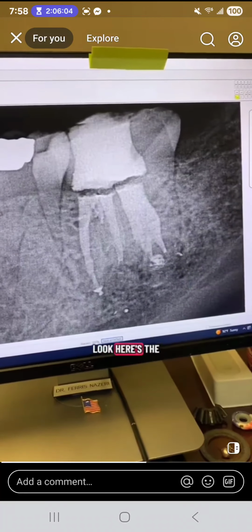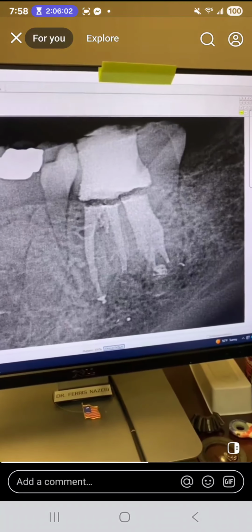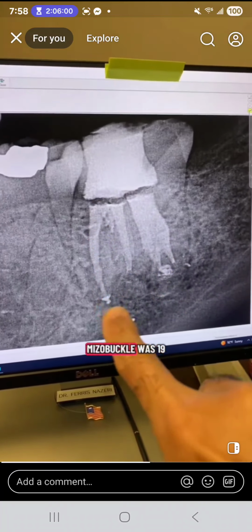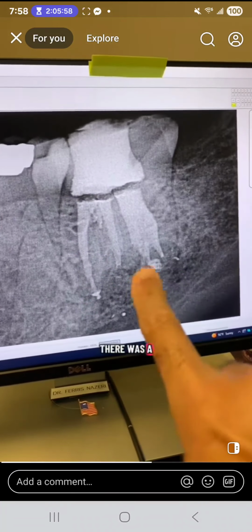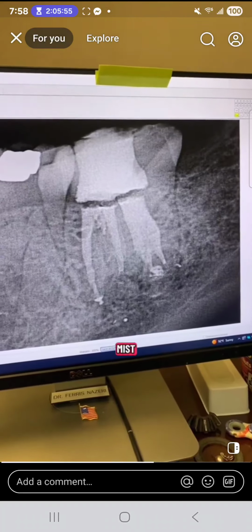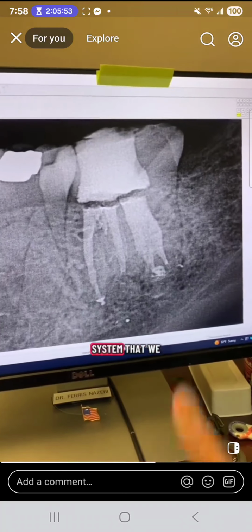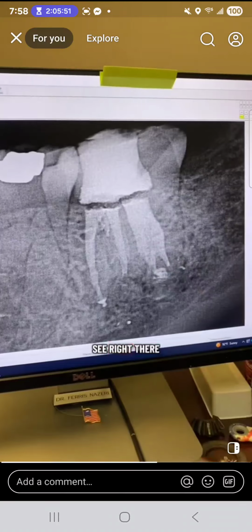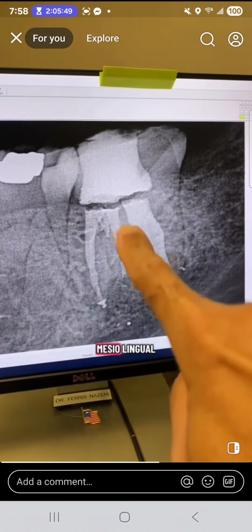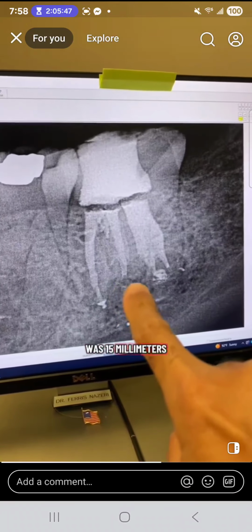And take a look. Here's the post-op. We did this in one appointment. Mesiobuccal was 19 millimeters. There was a missed distal lingual canal system that we were able to capture, and you can see right there. And that's the mesiolingual, the one that was 15.5 millimeters.